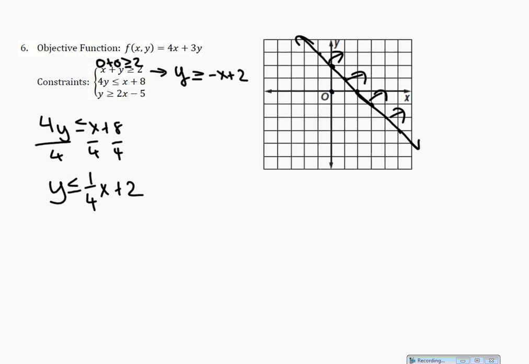So let's change colors here. So I'm at plus 2. That's going to be up 1 over 4, and that's going to be my slope.